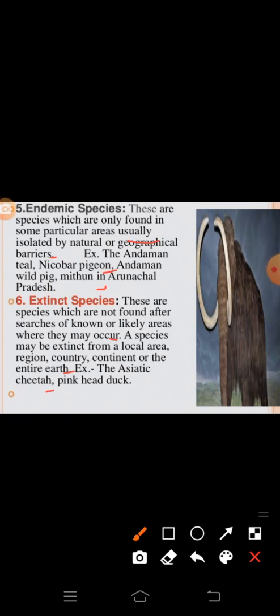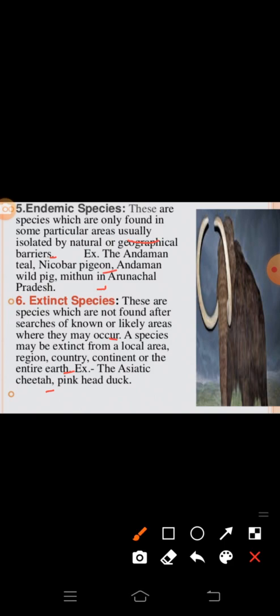The next is threatened species. There are three threatened categories that we talk about. The first is critically endangered, which are very close to extinction, so they are present in very small amounts. Endangered and vulnerable are nearing extinction in the near future.